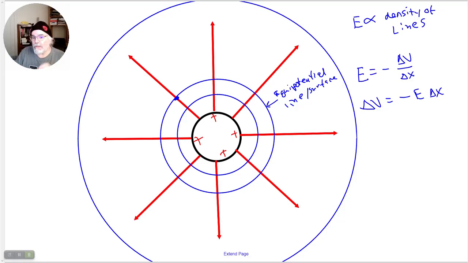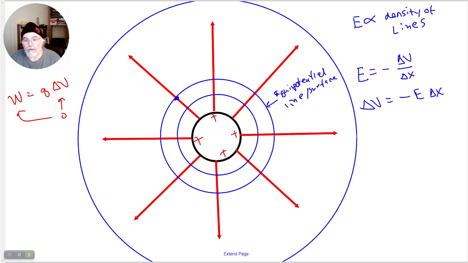So work done is equal to the change in potential times the charge, right? So moving a charge along an equipotential line or an equipotential surface requires no work because there's no change in potential, right? Let me grab a pen here. Work equals Q delta V. If delta V is 0, then the work is 0.